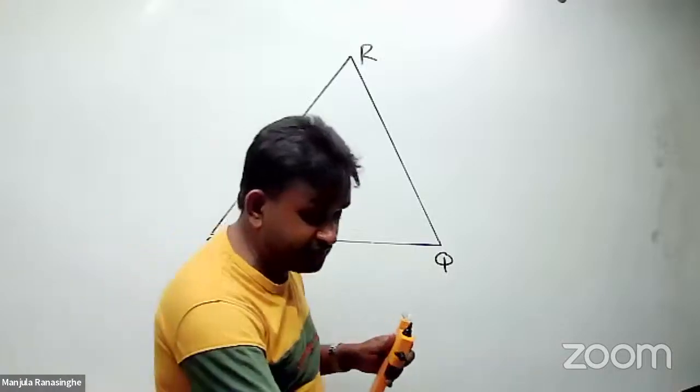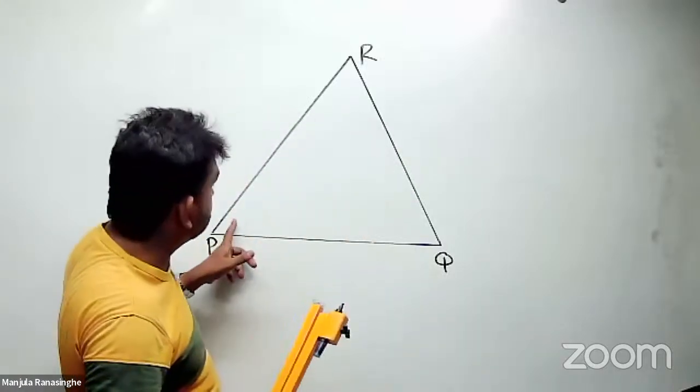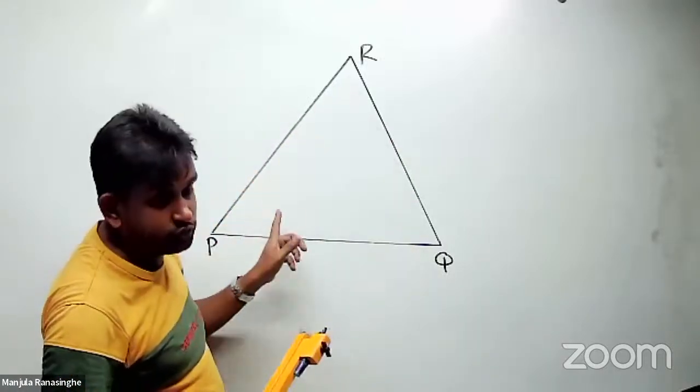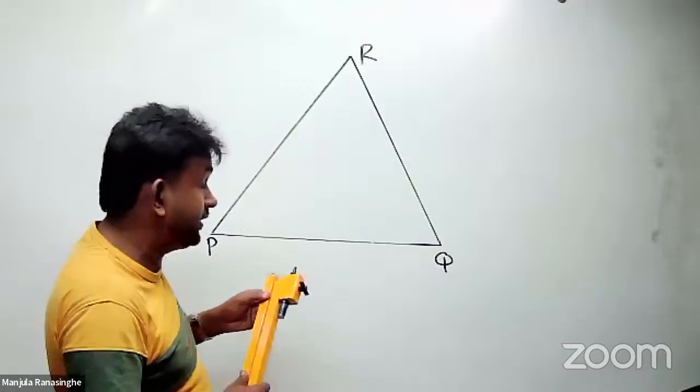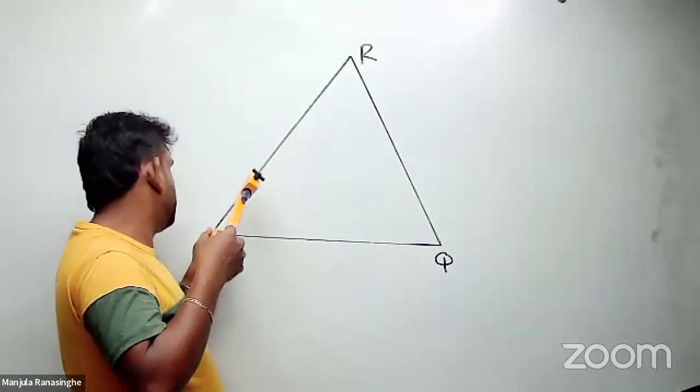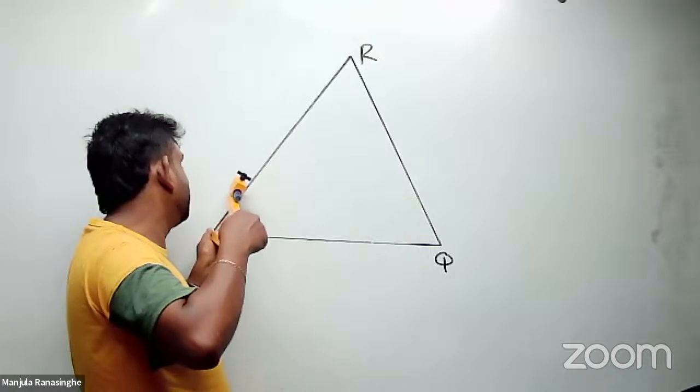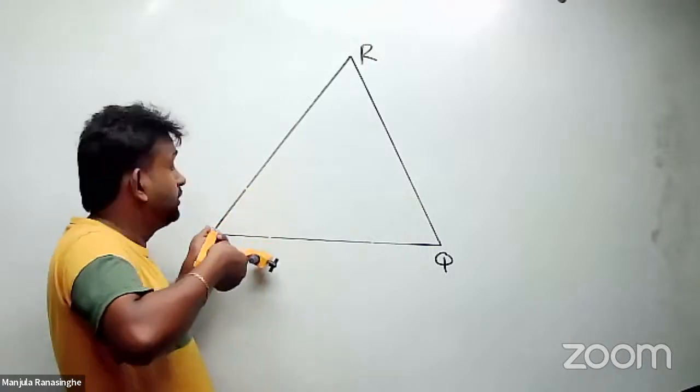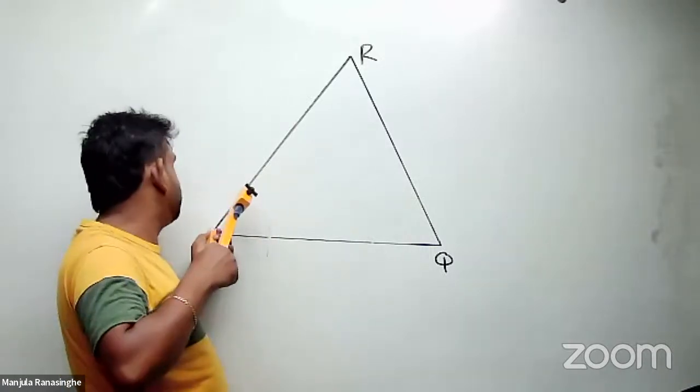How to draw an angle bisector? See there, you can choose any two angles out of these three. So I take this one and make an angle. Okay, that is the angle. Then take the bisector of it.